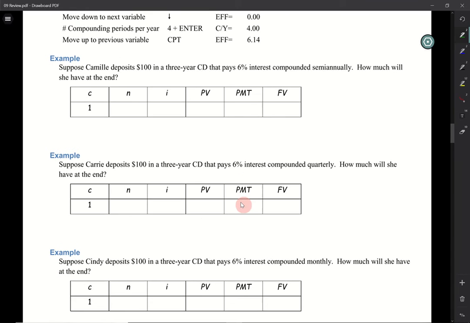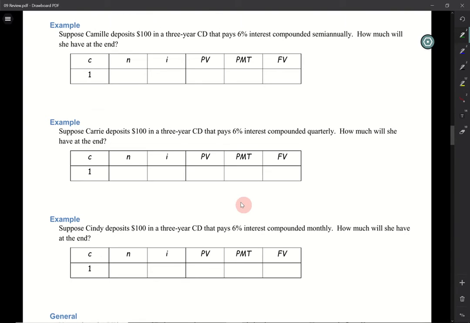Let's see. Okay, so now we'll look at the effect of compounding. Suppose Camille deposits $100 in a 3-year CD that pays 6% compounded semi-annually. How much will she have at the end? So now we see that she deposits $100, so the present value would be $100.